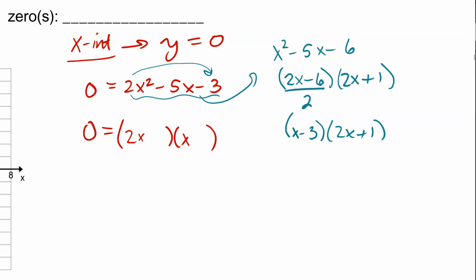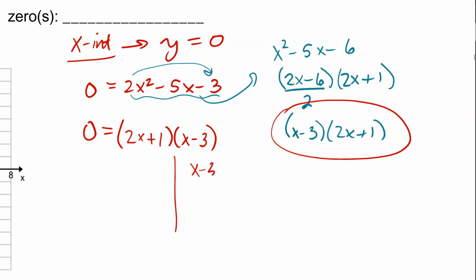And then the only number that multiplies to negative 3 is 1 and 3. So then you have to do some guess and check. But lucky for us, we already figured it out over here. All right, then I set each factor equal to 0. X minus 3 equals 0, so x equals 3. 2x plus 1 equals 0, so x equals negative 1/2.